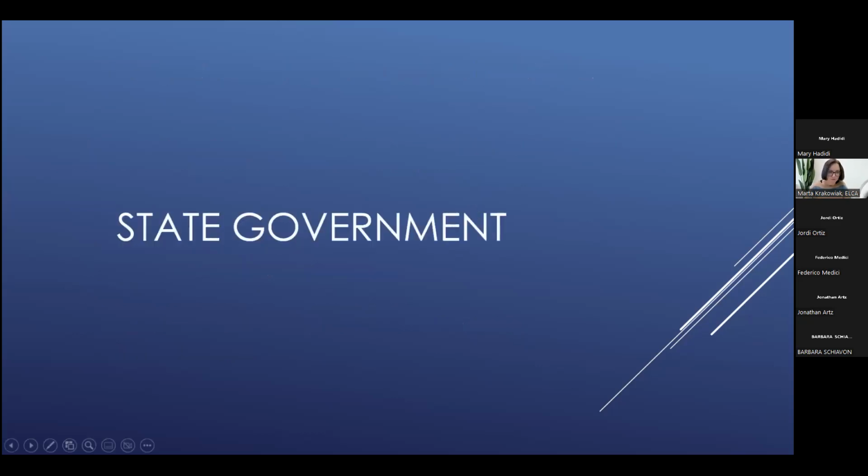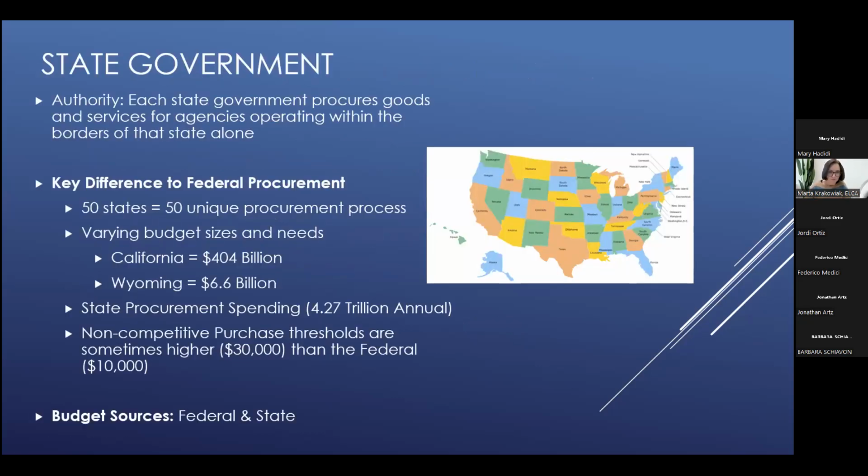State governments. So now we've gone from the highest level, we're now going down to the middle level. As you can see here, there's a lovely map of my home country. And what does each state do? Each state procures goods and services similar to the federal government, same mandate, but within their borders. For instance, the state of Georgia, where I'm from, would not procure things for the state of California. Similarly, Nebraska would not buy things for Oklahoma.